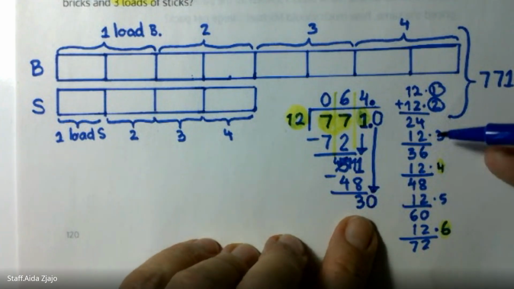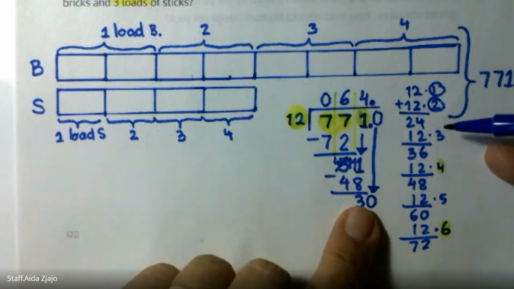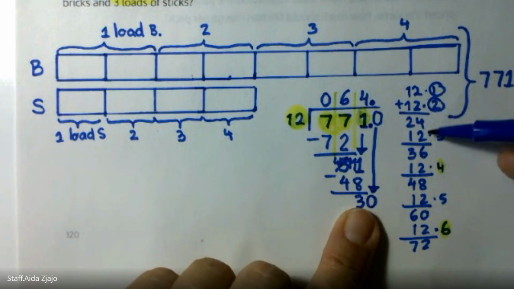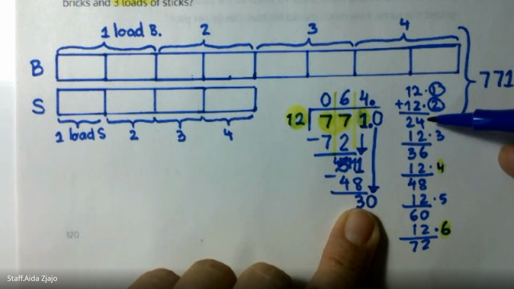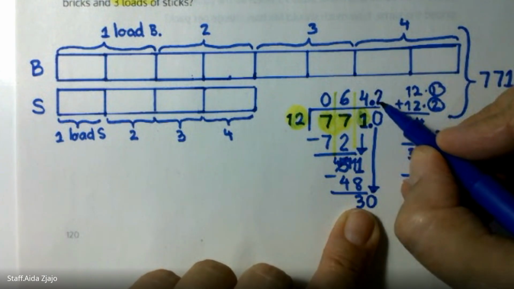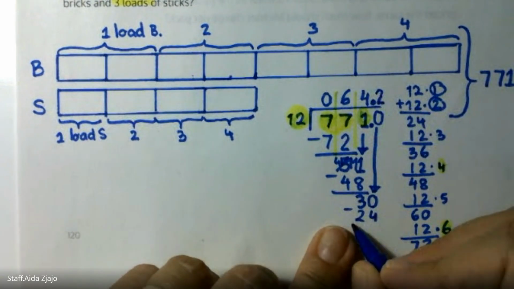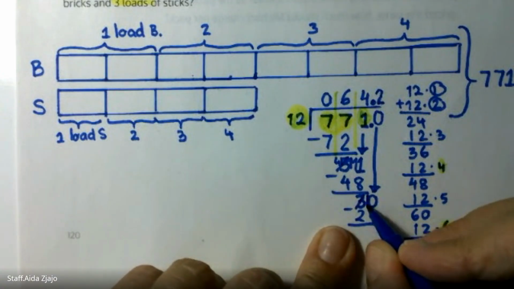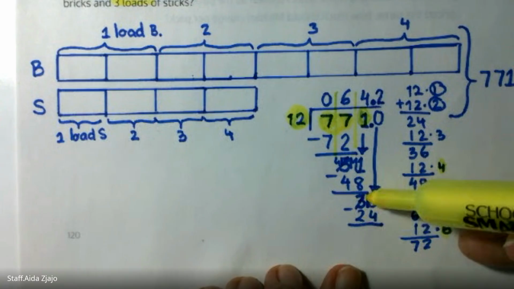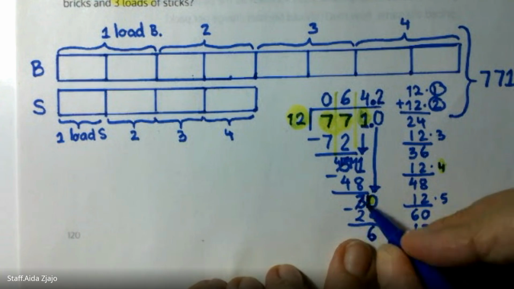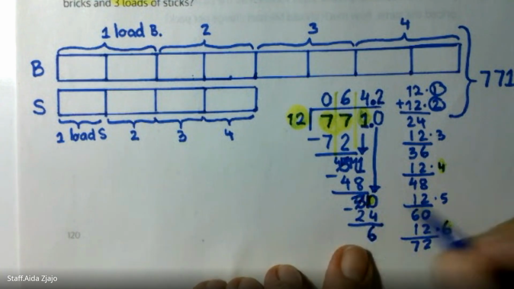So now I think how many 12s are in 30. I go back to my multiplication chart and think, I can use 36, but I can use 24. So it has to be 2 here. 2 times 12 is 24. When I subtract, I have to regroup to make ones. So 10 minus 4 is 6, and 2 minus 2 is nothing.